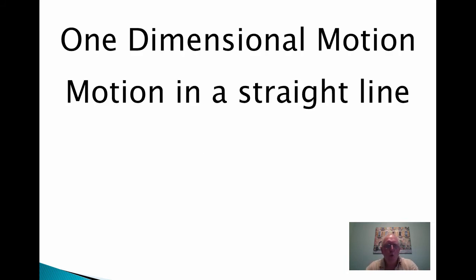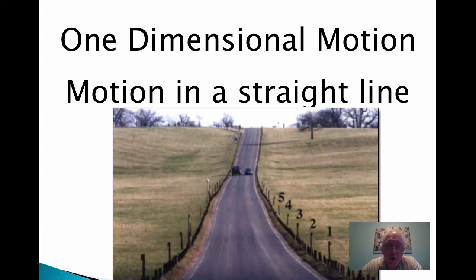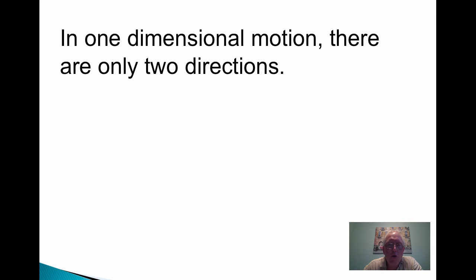Okay, one-dimensional motion is motion in a straight line. So here's a couple cars going down the road in a semi-straight line anyway, just to illustrate the idea of straight line motion. Now, there are different ways you can represent this, but if you're talking about one-dimensional motion, you only got two directions. You can go straight up or straight down. You can go to the left or the right. That's about it. Backwards and forwards. Only two directions you can go if you're limiting yourself to one dimension.